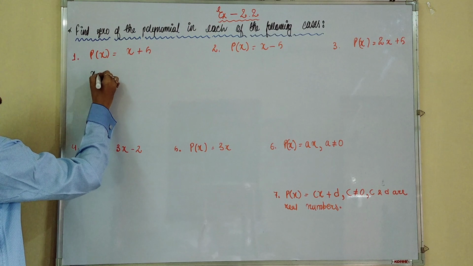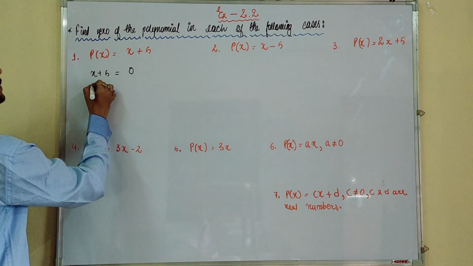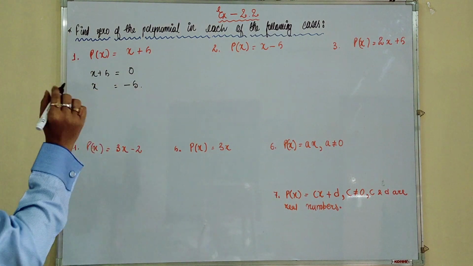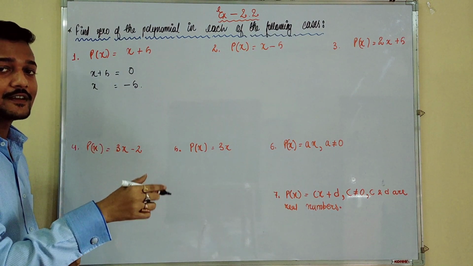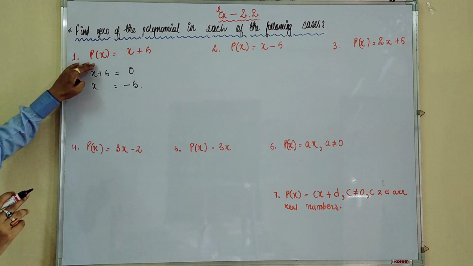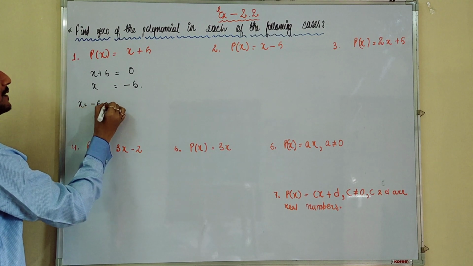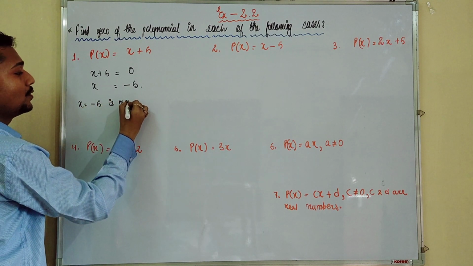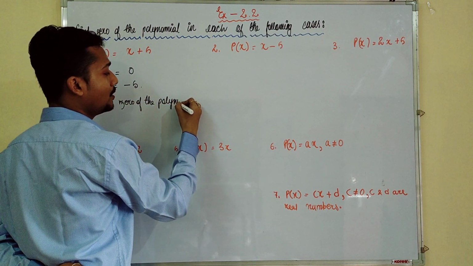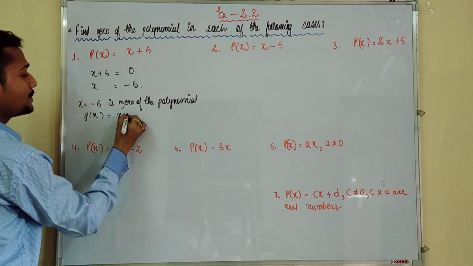So what you will take? x plus 5 should come what? 0, isn't it? That means x will be equal to what? x will be equal to minus 5. That means if you take minus 5 in place of x, that minus 5 will be 0 of the polynomial p(x) is equal to x plus 5. That means x equal to minus 5 is 0 of the polynomial p(x) equal to x plus 5.